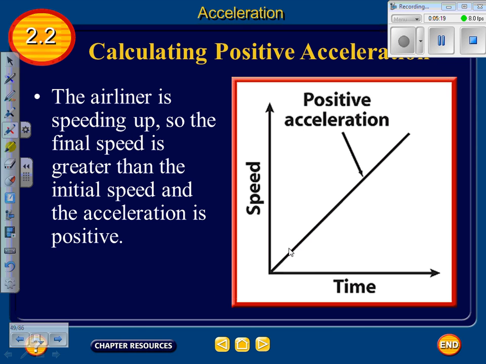And this graph expresses positive acceleration. Now notice that the variables are speed over time, as opposed to what you saw in section 1 where you were solving for speed and had distance over time.